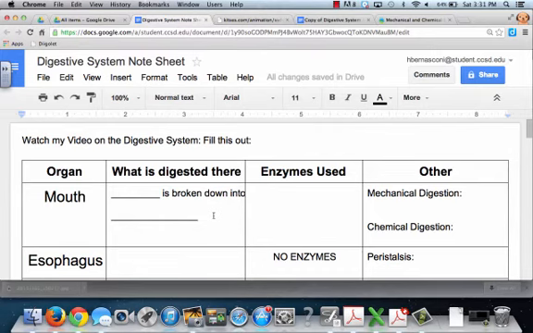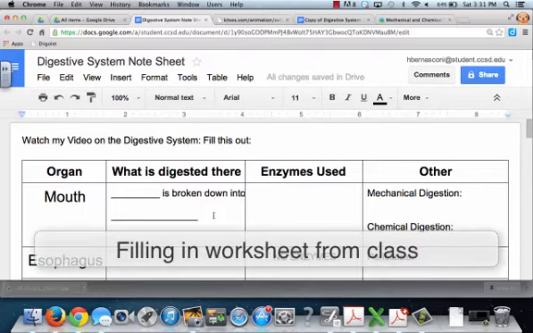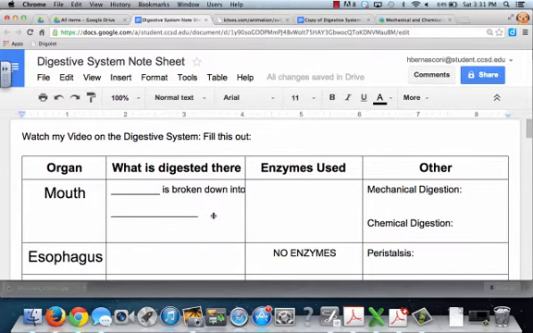Alright, this video is going to be about the digestive system. So I need you to have the sheet that I gave you in class to fill out alongside of this. It looks like this. The first thing we're going to do is watch an animation to go along with this worksheet. And the first organ that we're going to talk about is the mouth.